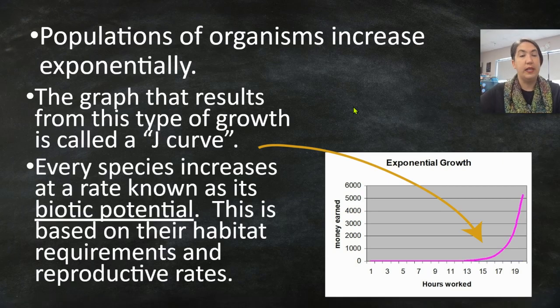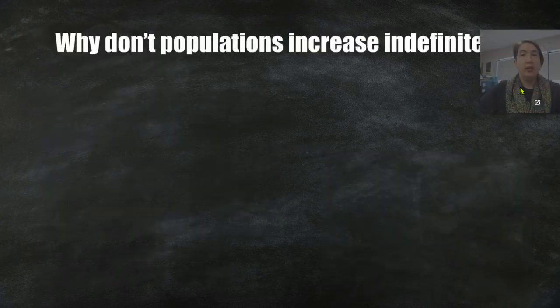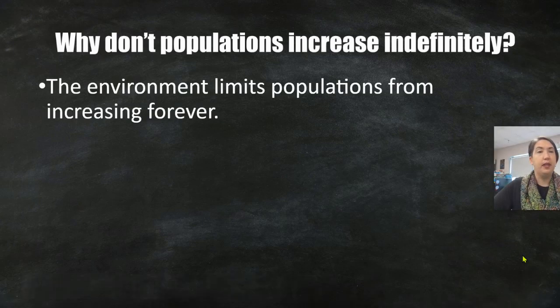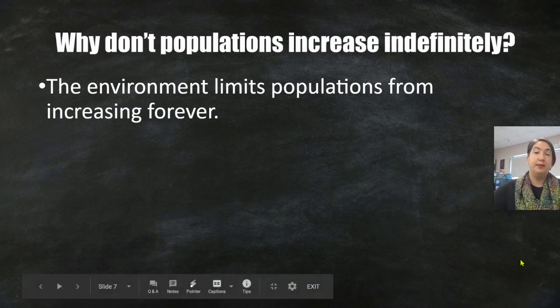Every species increases at a rate known as its biotic potential. This is based on their habitat requirements and their reproductive rates. So why don't populations just increase indefinitely? Well, the environment limits populations from increasing forever.